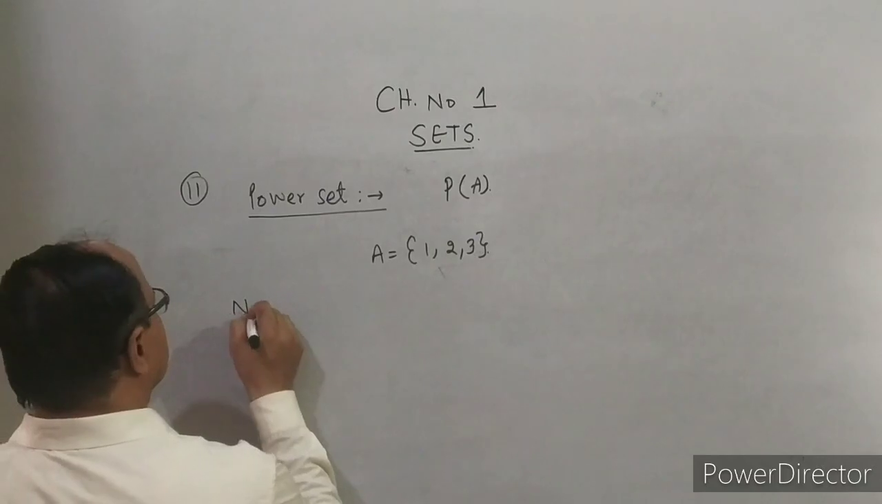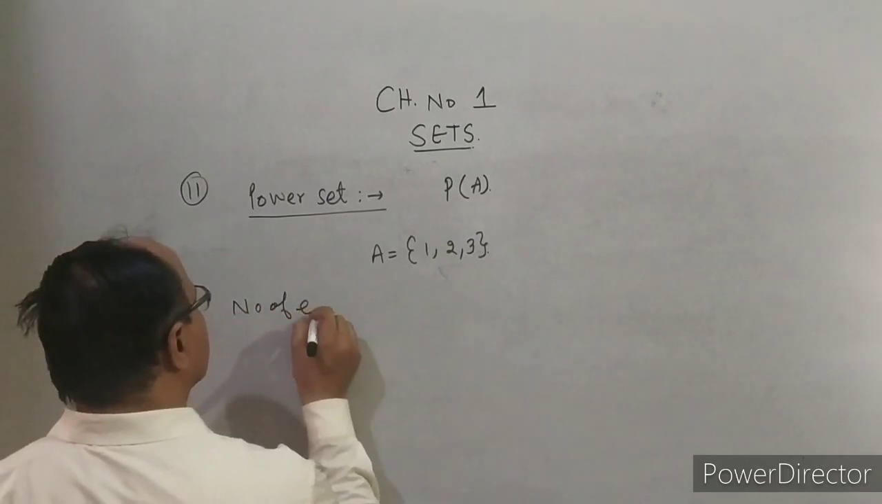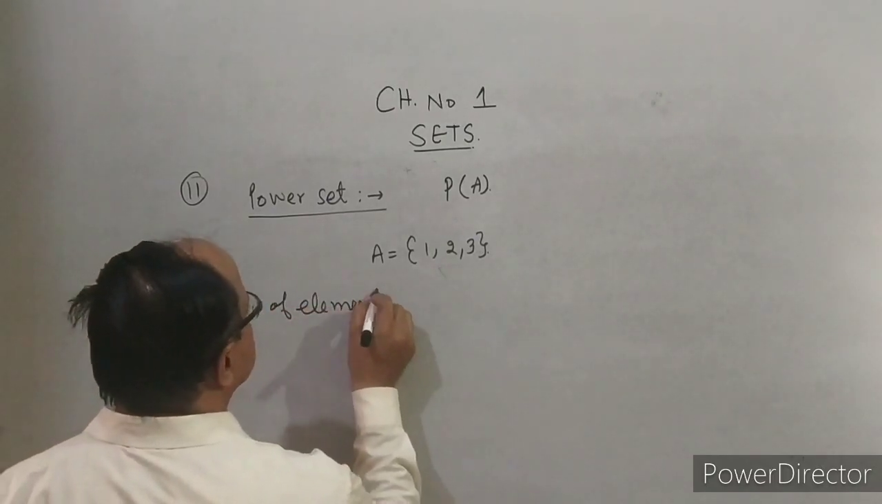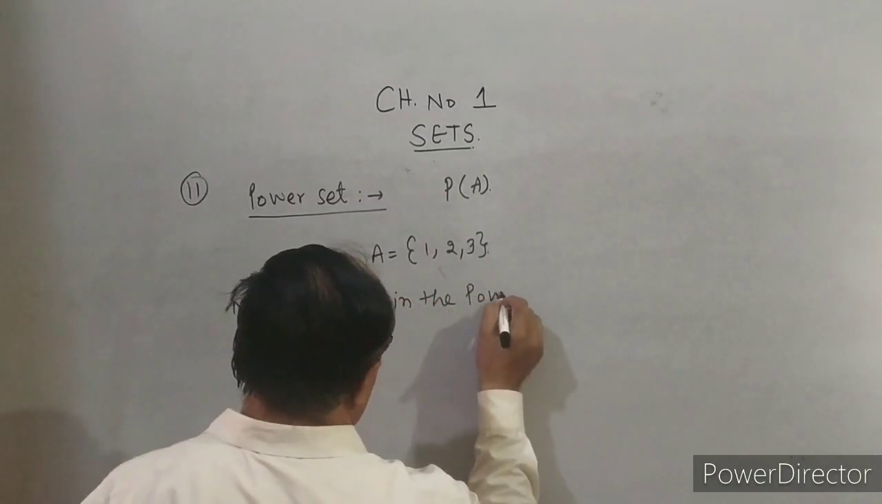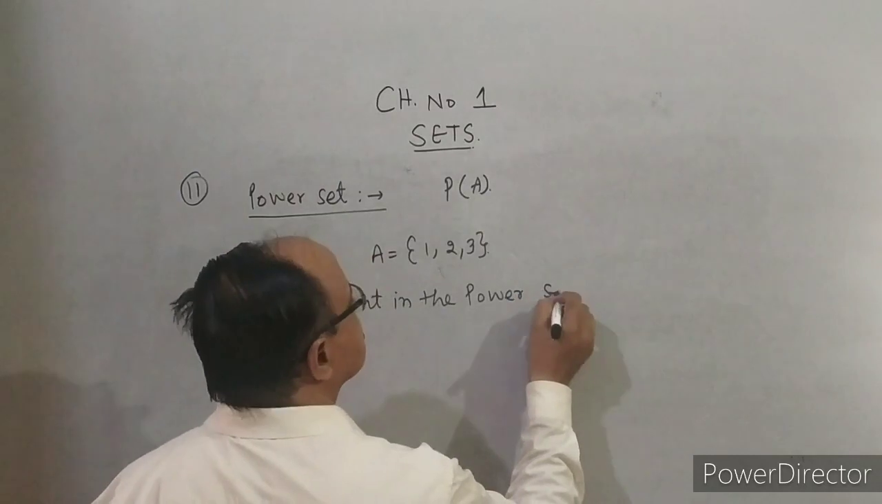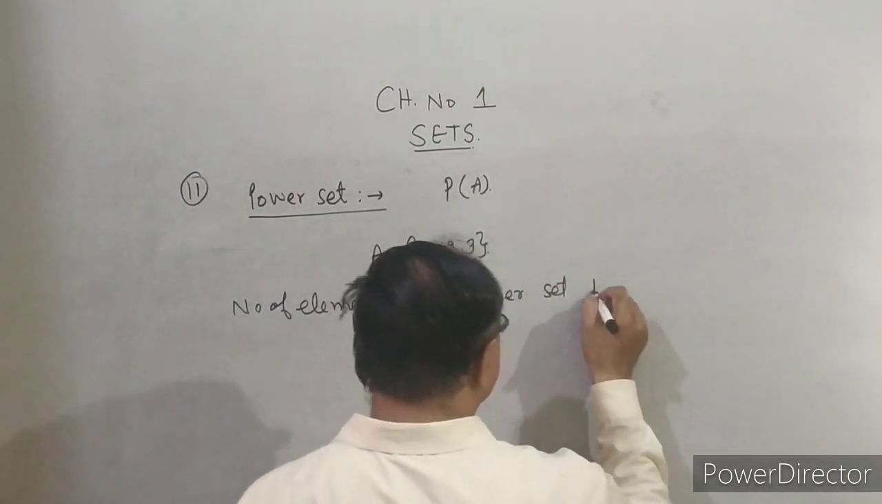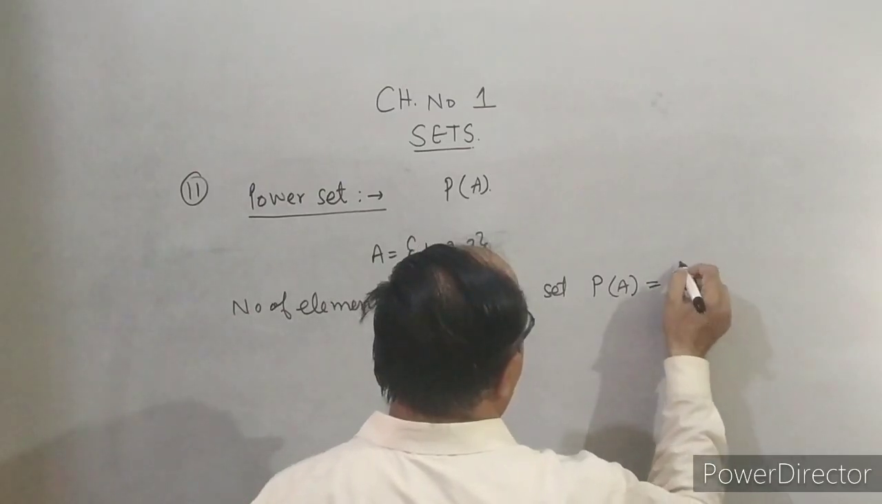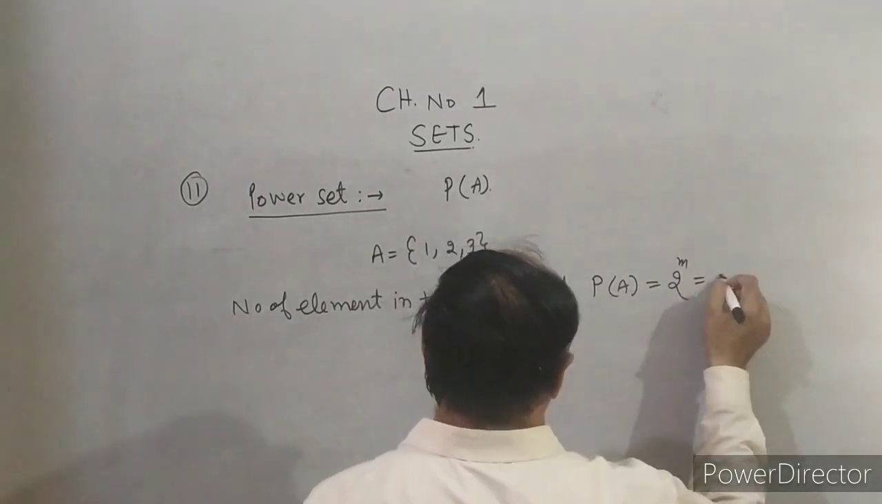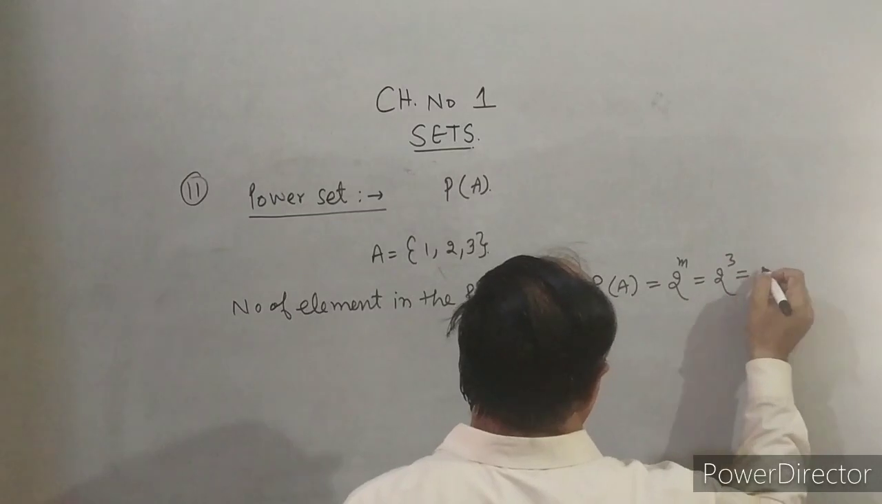And the number of elements in the power set P of A, the formula is 2 to the power n, and here 2 to the power 3, that is 8.